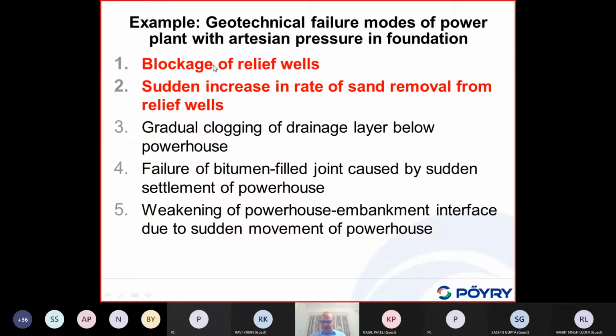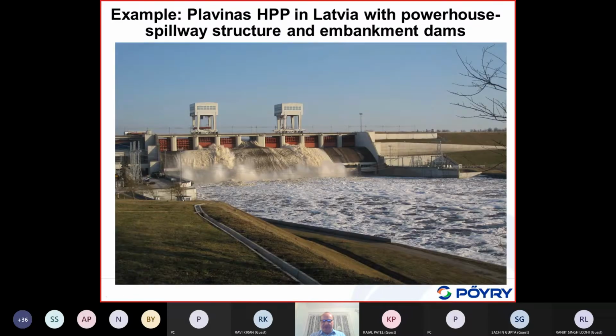And if you have artesian pressures, it is clear: in the foundation of these concrete structures, where the powerhouse is also integrated, if you have high uplift pressures from artesian pressures, the sliding stability will drop quite a bit. So in order to control the uplift pressure, a number of so-called relief wells have been drilled in this location, in order to lower these artesian pressures.